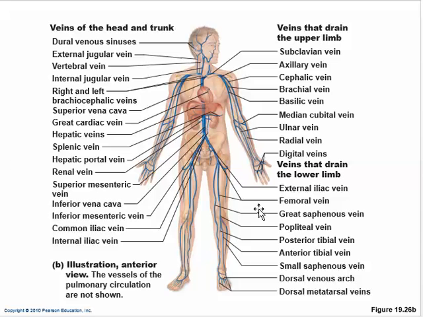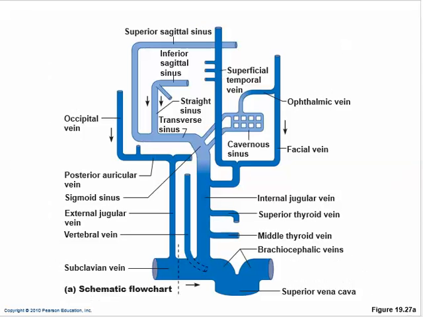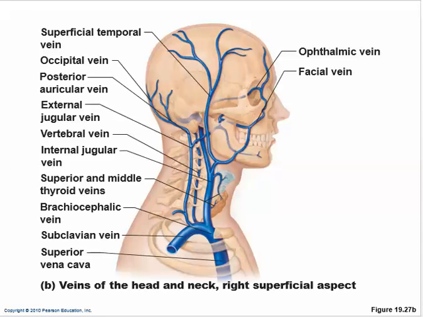There's also one that runs up the middle of the forearm called the median antebrachial, and it's just a superficial one. It's the one that you see if you make a fist and look at your forearm. So this is the drainage of the neck. Instead of the carotid, it's called the jugular vein.